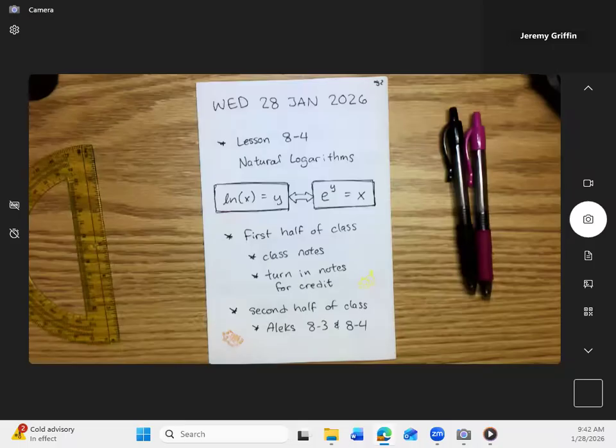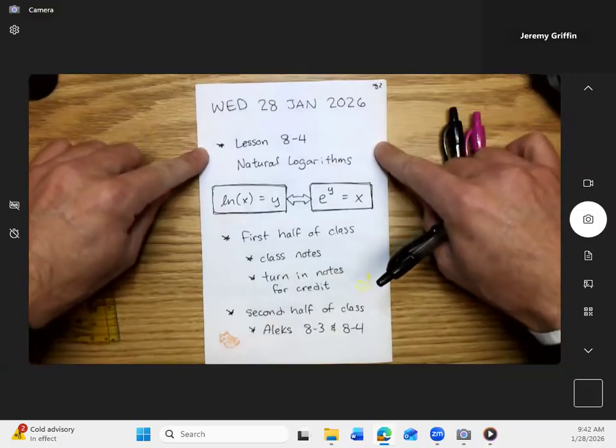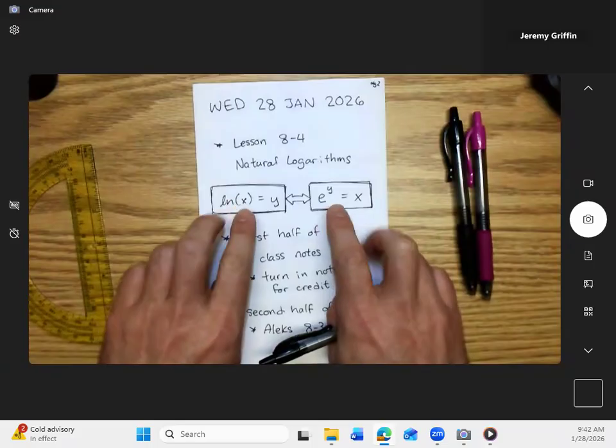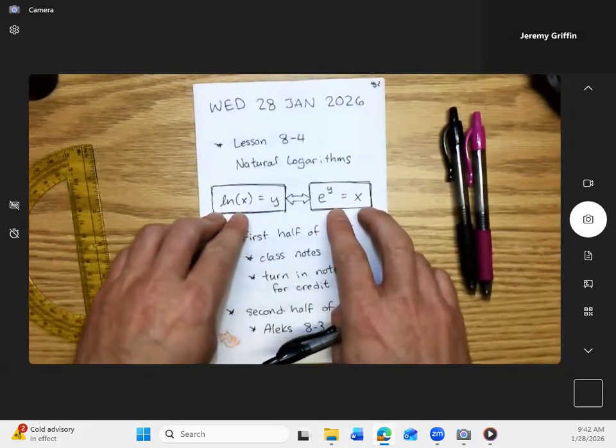Recorded rolling. Wednesday, January 28th. We're doing lesson 8 for natural logarithms. Natural logarithms just have the base e. Pretty similar. Yesterday we did base 10 logarithms. Now we're doing base e logarithms.